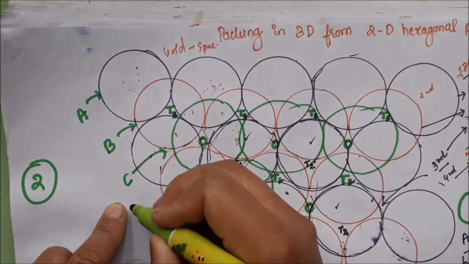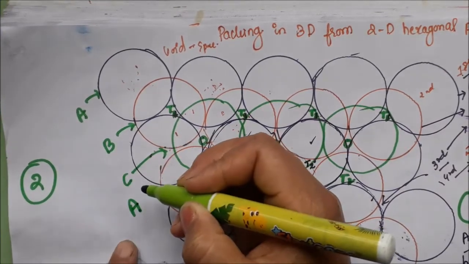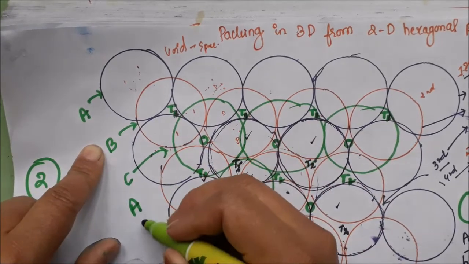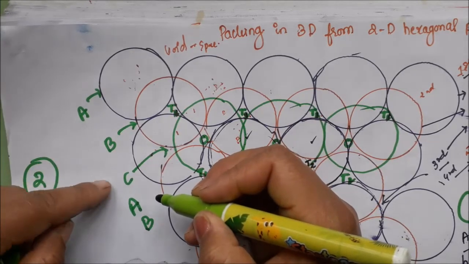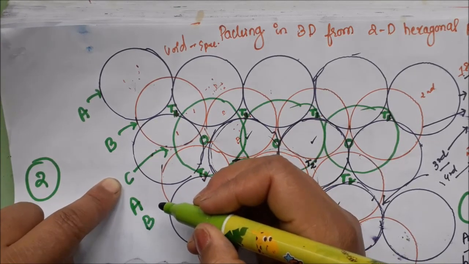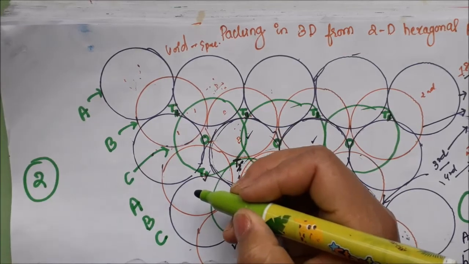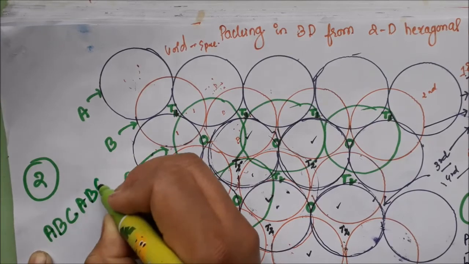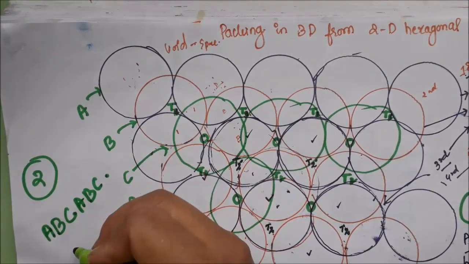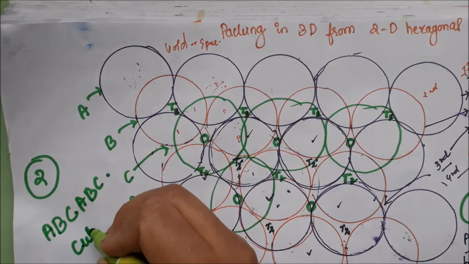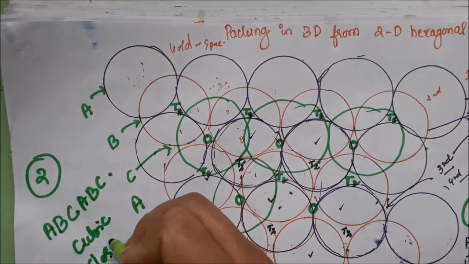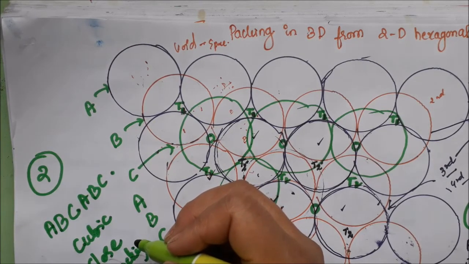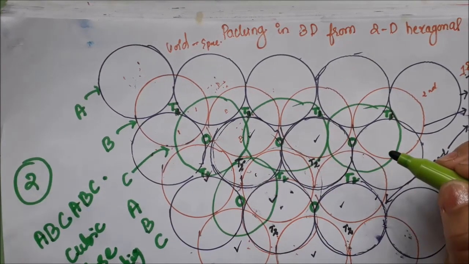So what do we have to call the fourth? A, because the alignment is the same. Then the fifth will have the same alignment as the second layer, B. Similarly the sixth layer will have the alignment similar to that of C. So this type of arrangement is called ABC type of arrangement, and this is called cubic close packing. Right? The packing is cubic close packing. And again the coordination number.